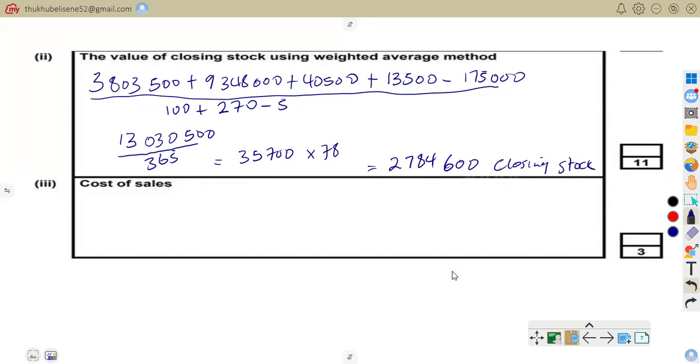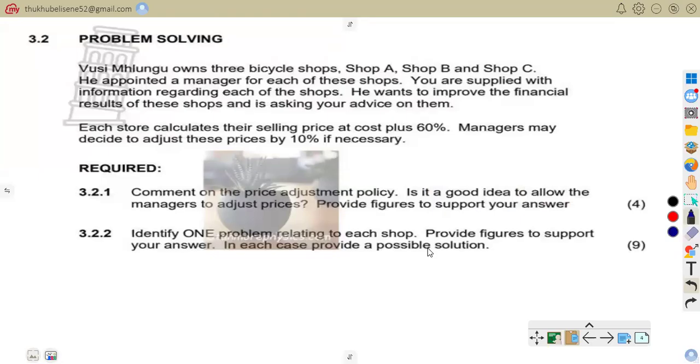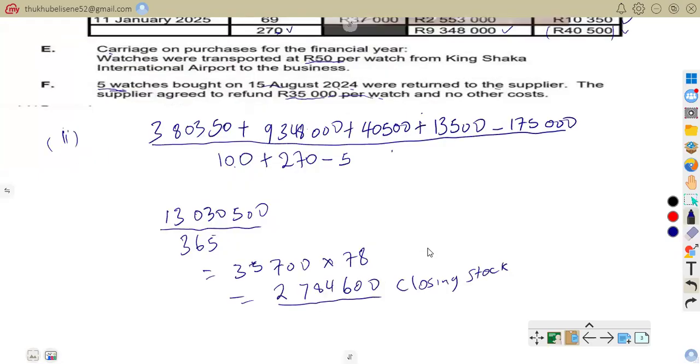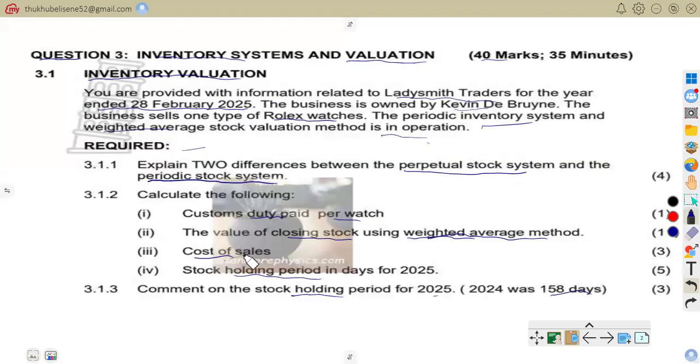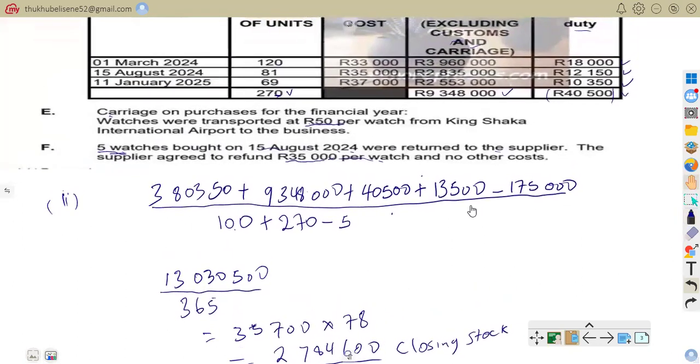So that is how easy it is. So now let us go to another question and see what is required again from us. So now here we are done with the value of closing stock. So we are asked to calculate cost of sales. Cost of sales. So we are asked to calculate cost of sales, and then we come to our information.